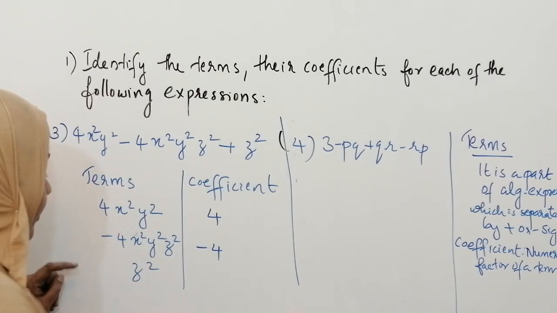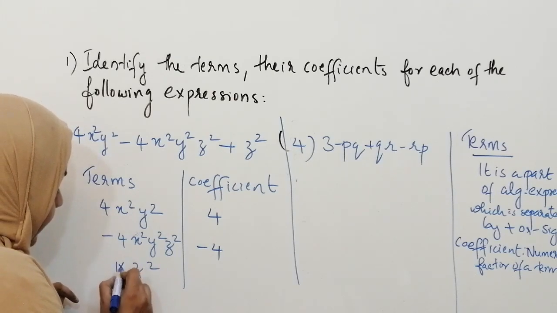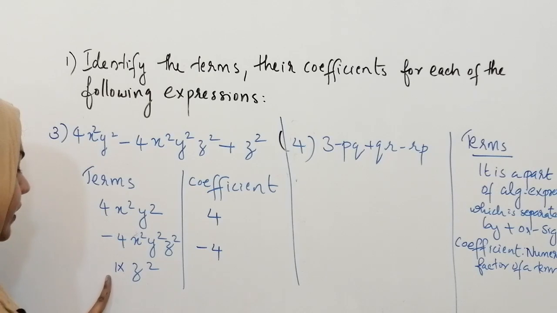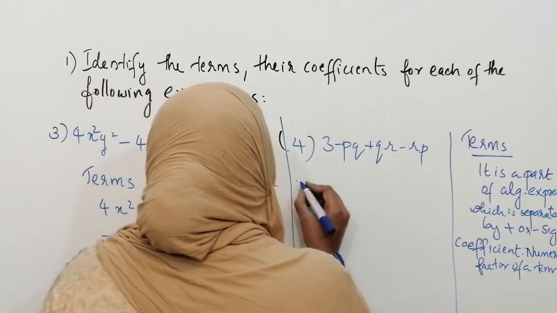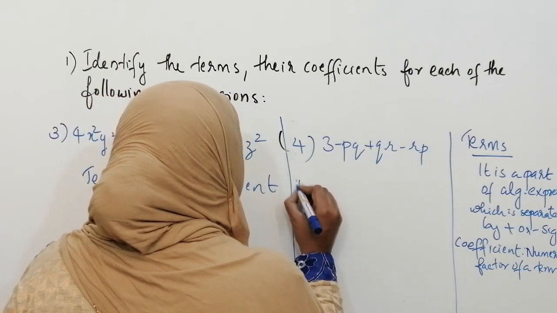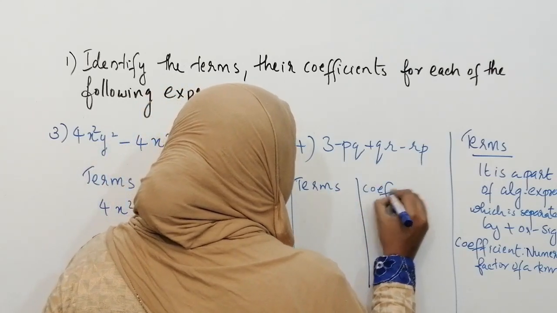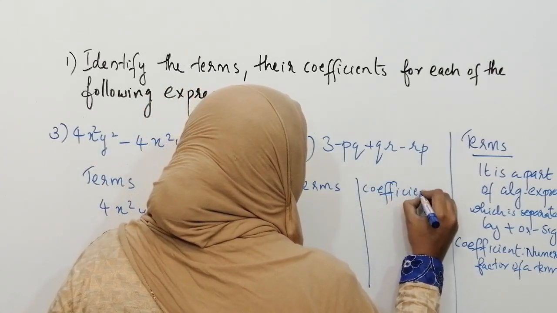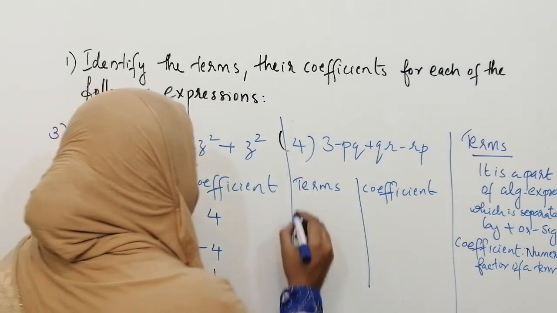Next term is z square. So what is the coefficient of z square? You know that z square means 1 into z square. So what is the coefficient of z square? 1. So we finished with our third question. Now we can do our fourth question. So here first we can write terms. So here in this expression there are 4 terms.